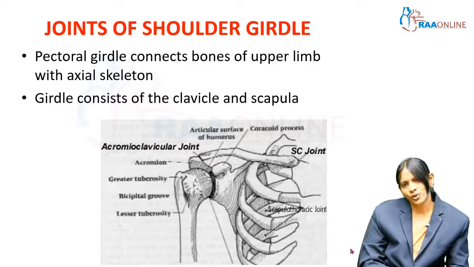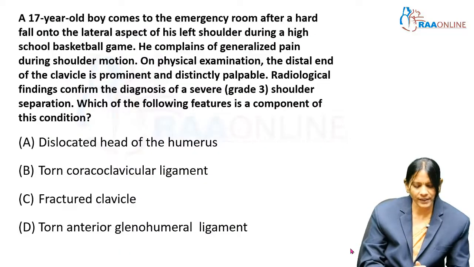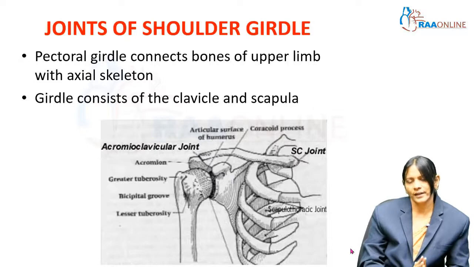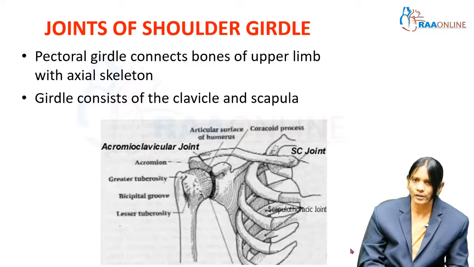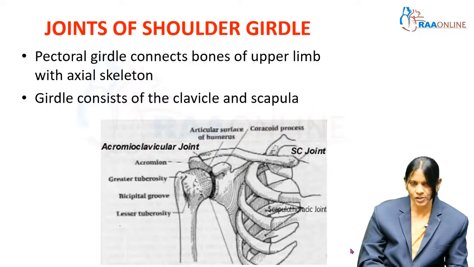In addition to the joints that we are going to see today, namely the acromioclavicular and the sternoclavicular joint, we also have one other joint, the glenohumeral joint or the shoulder joint, which also is part of the shoulder girdle. Because it's a big topic and an important topic by itself, it has been dealt in a separate session. So, in this session, we will be looking at the acromioclavicular joint and the sternoclavicular joint.